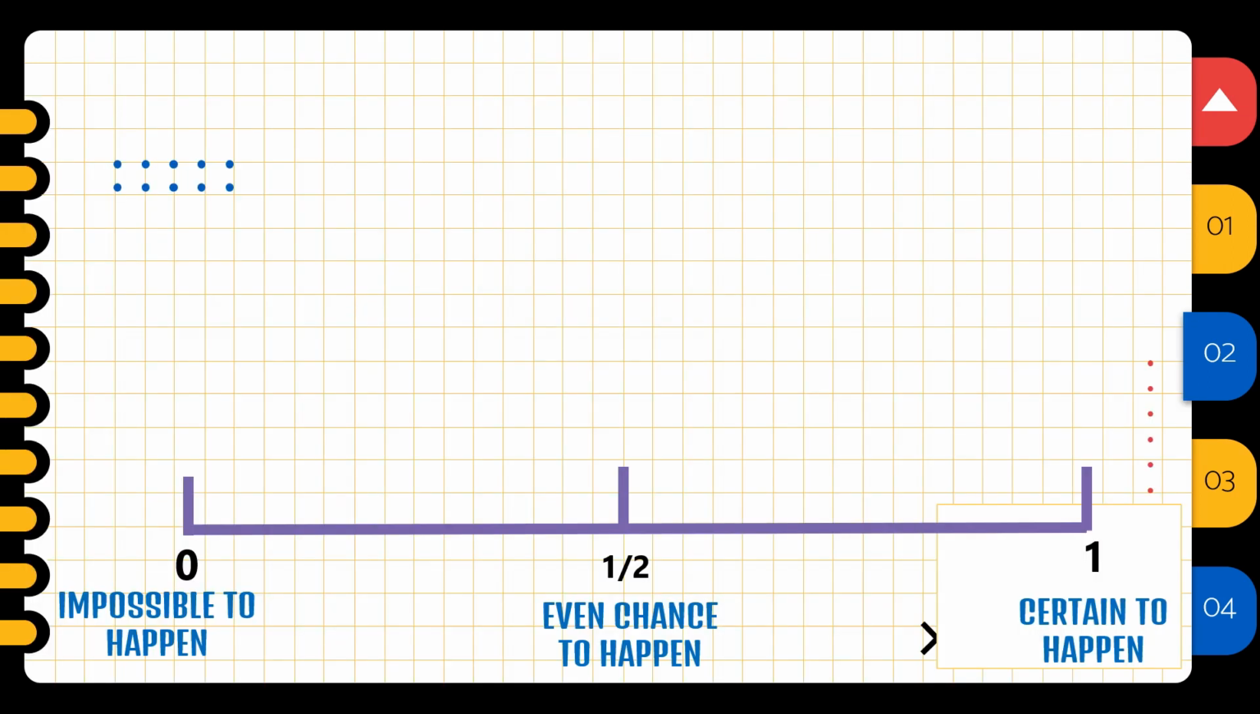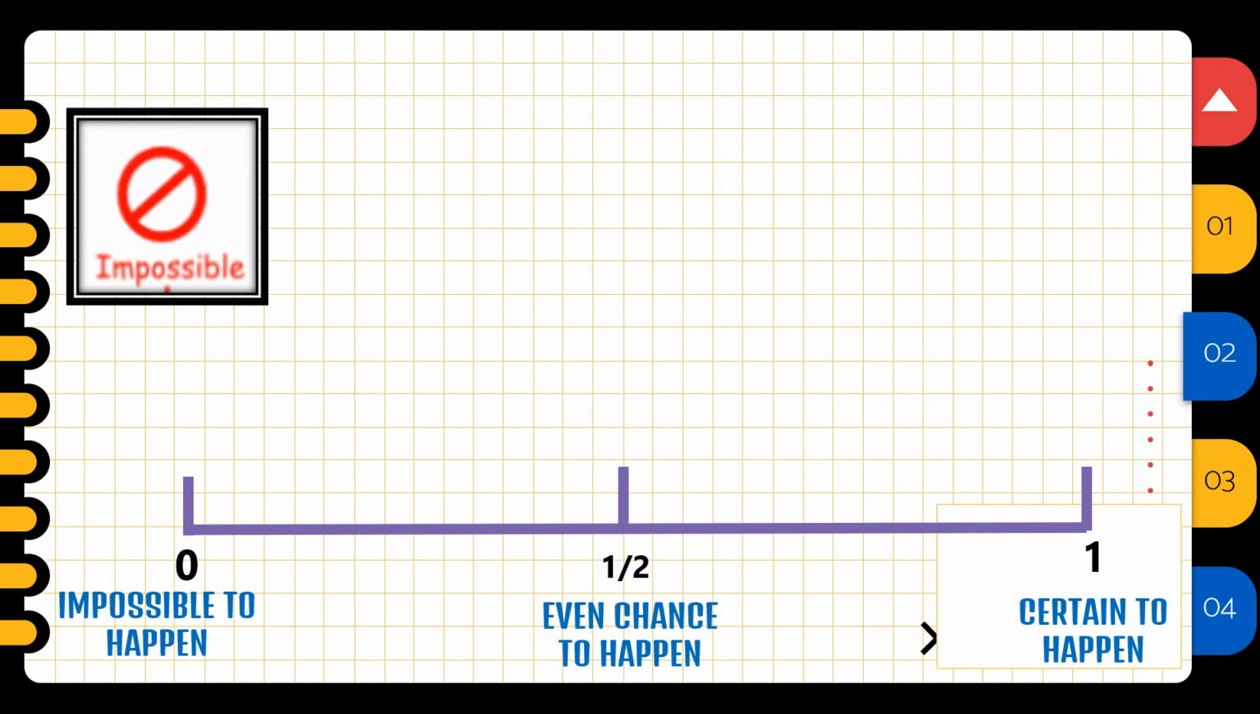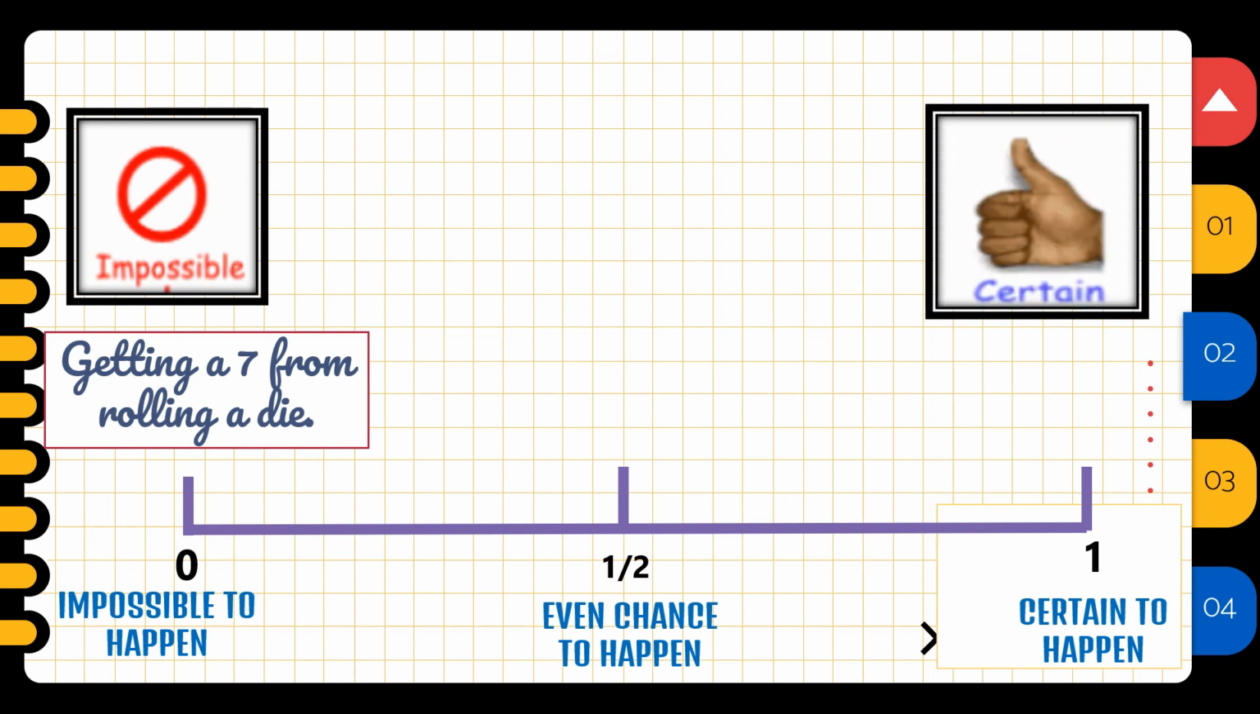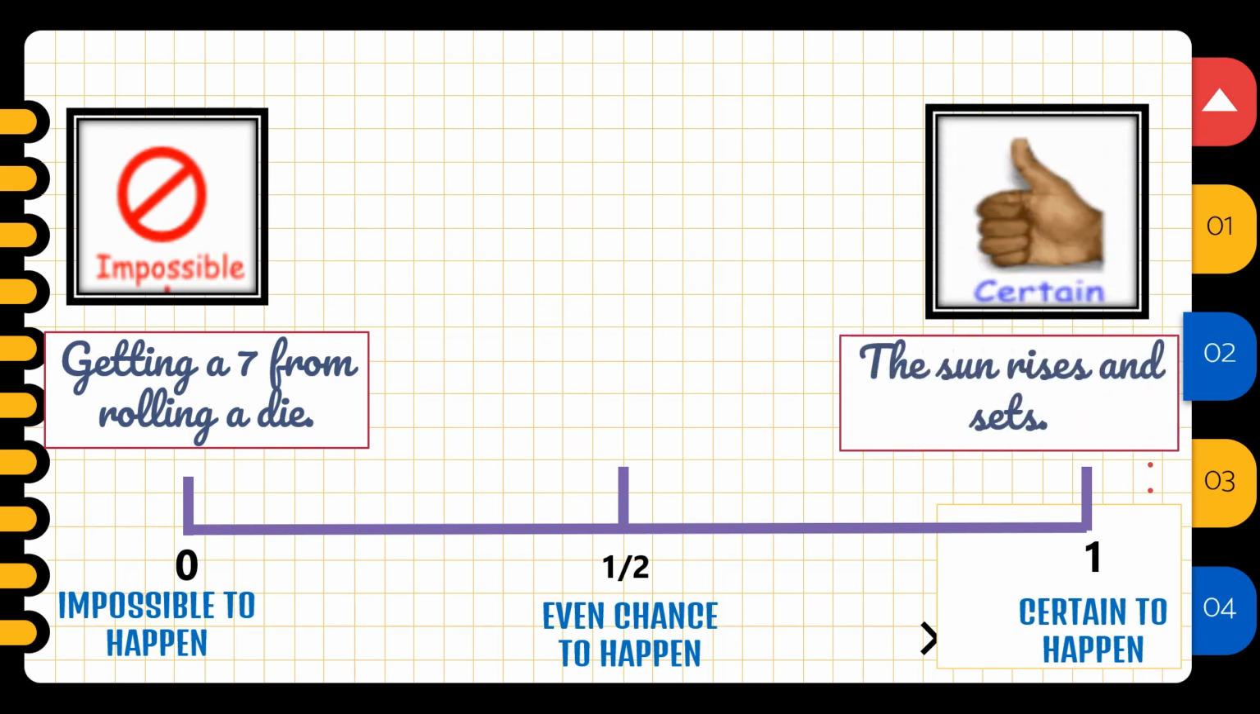The probability or likelihood of the event to happen is from 0 to 1. 0 means that the event is impossible to happen. Example is getting a 7 in rolling a die. So we know that a die consists of numbers from 1 to 6 and never that you will get a 7. So that is impossible to happen. 1 means that the event is 100% to happen, or you are certain that it will happen. For example, the sun rises and sets, because definitely it will happen.